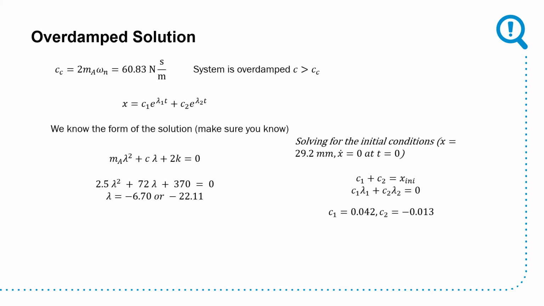Substituting in for the initial conditions, x is equal to approximately 29.2 millimeters, and x dot at t equals 0 gives the constants 0.042 and minus 0.013. Substituting them in for time equals 0.1 seconds, I get x dot of minus 112.5 millimeters per second. Now that is an upward motion because of the axis system that I defined in this problem.